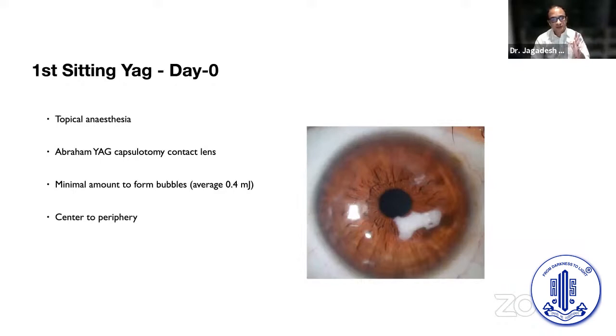We used a very minimal amount of energy. We start at 0.3 or 0.4 millijoules to see the bubbles in the interface. We start at the center and go to the periphery. This pattern can be varied based on the type of epithelial ingrowth. So we used a few shots, 8 to 10 shots, in the area of maximum epithelial ingrowth.